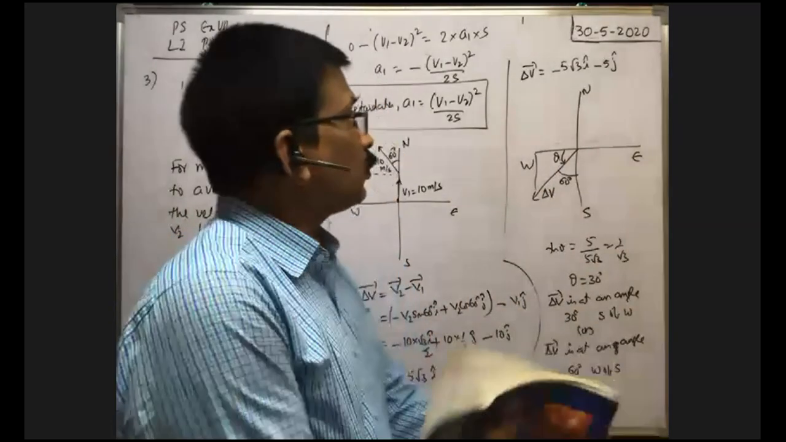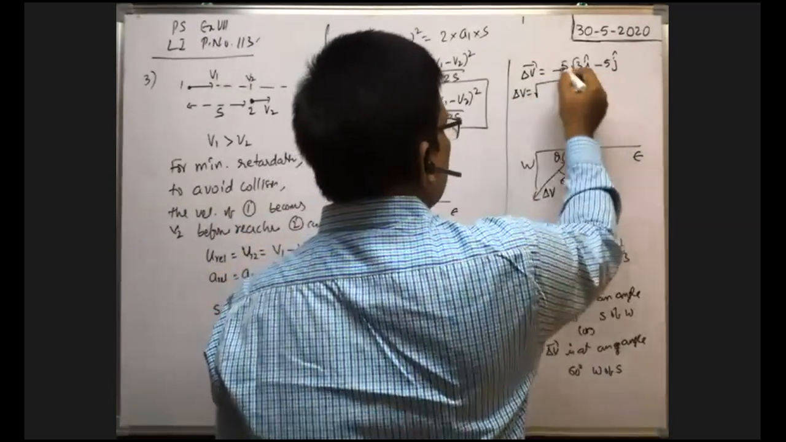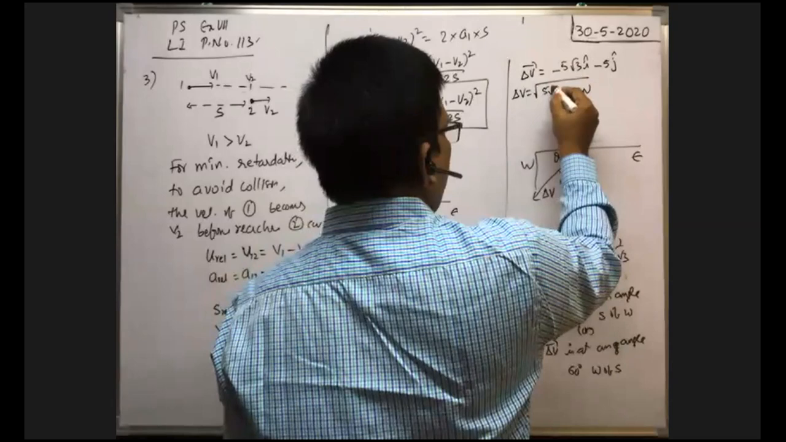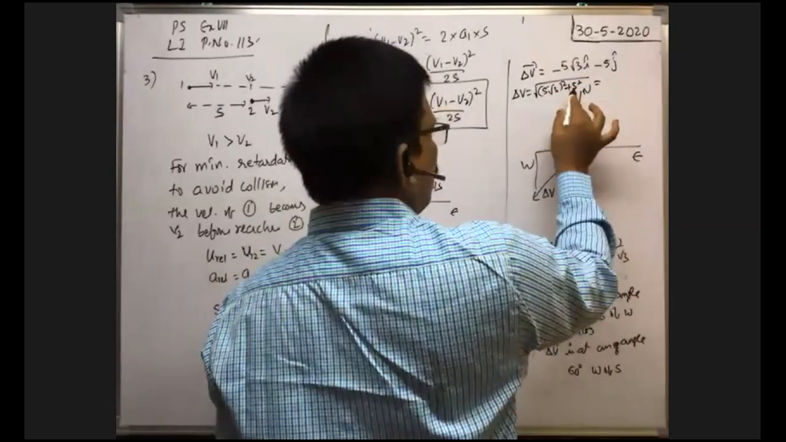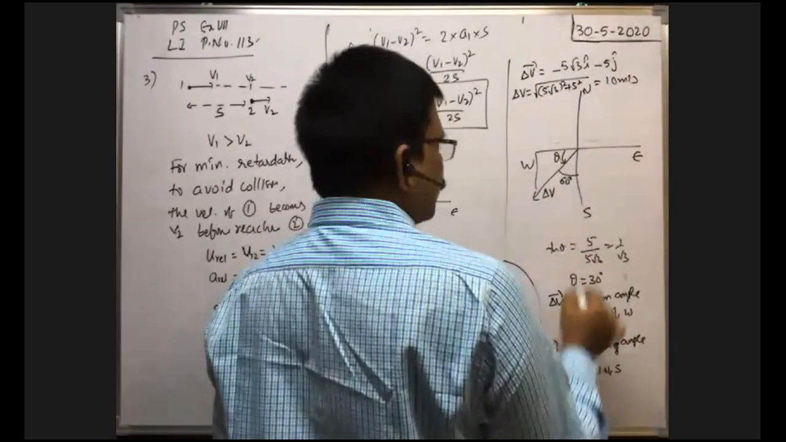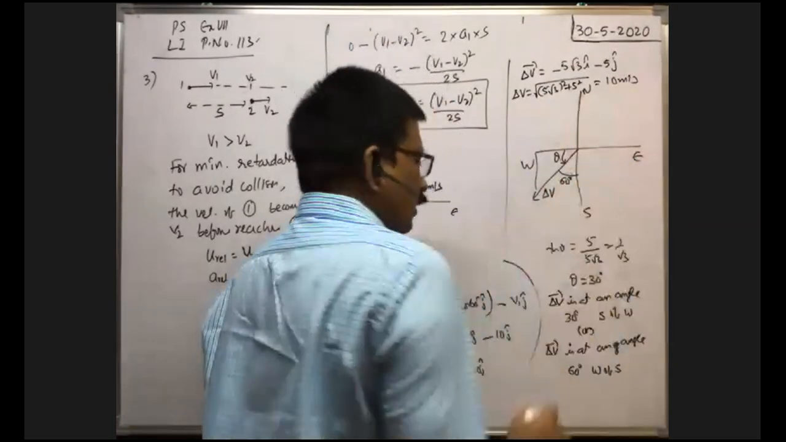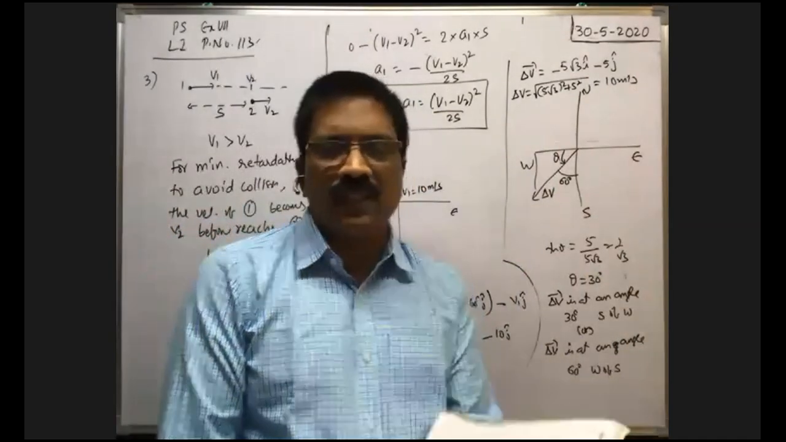What is the magnitude of resultant velocity? That magnitude is also asked. Delta V is equal to square root of this square plus this square, 5 root 3 whole square plus 5 square. That is equal to 25, it is 7500, means 10 meter per second. So change in velocity is 10 meter per second. 60 degree west of south or 30 degree south of west. Any one of these is the answer.